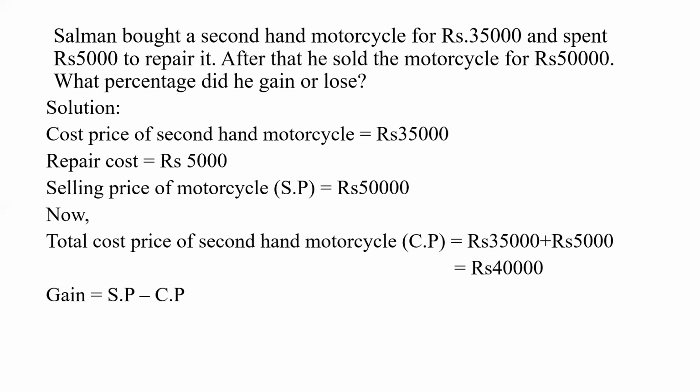And we have a selling price, which is already 50,000. So you can easily compare that selling price is higher than cost price. So there's a gain. Gain means profit. That is SP minus CP. And here you can say 50,000 minus 40,000. That gives you rupees 10,000, isn't it?